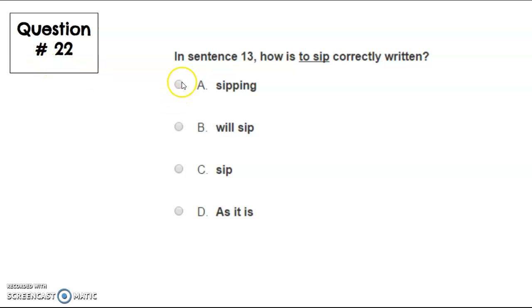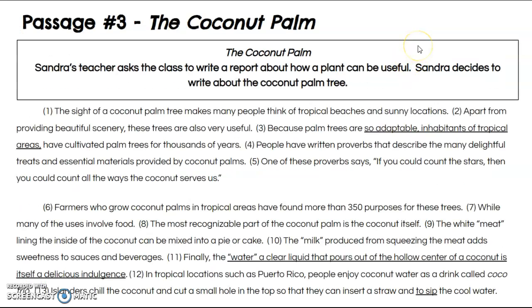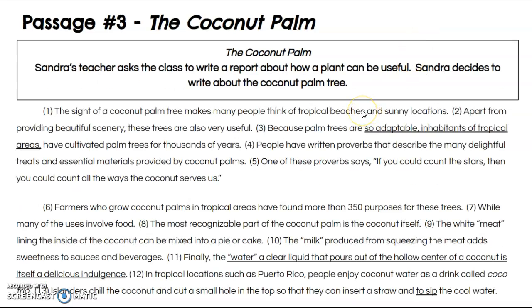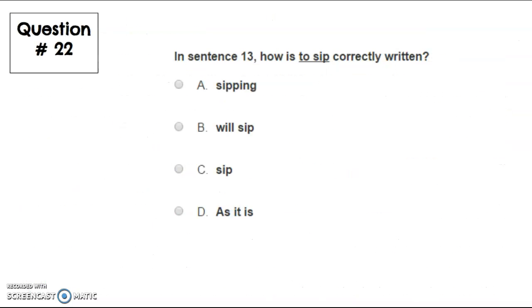Question number 22. In sentence 13, how is "to sip" correctly written? So let's go back to the sentence. Islanders chill the coconut and cut a small hole in the top so that they can insert a straw and to sip the cool water. Okay. So what should replace "to sip" there? A. Sipping, B. Will sip, C. Sip, or D. As it is, leaving it this way.